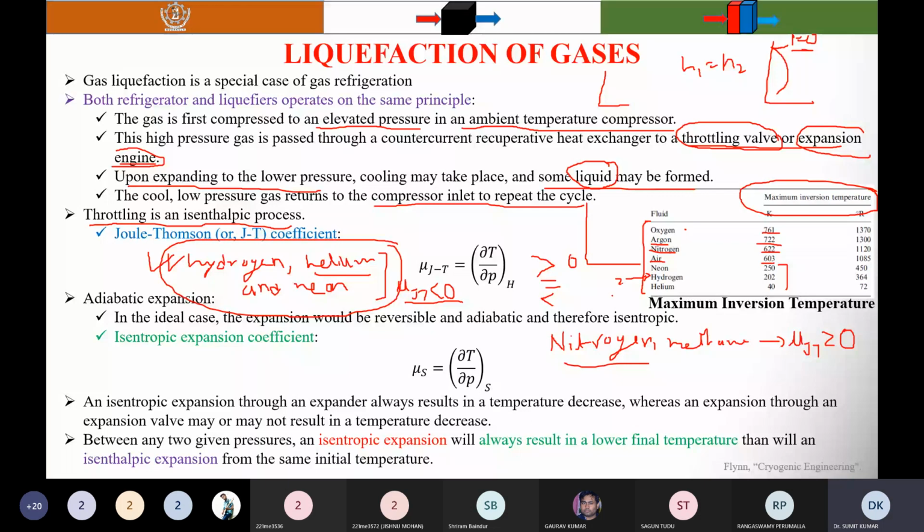So you can see that hydrogen is lighter than helium, but helium has a maximum inversion temperature of 40 Kelvin, while hydrogen has 202 Kelvin.